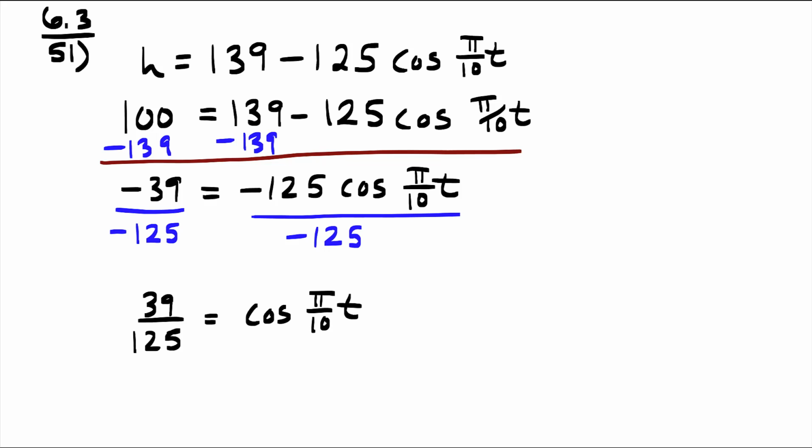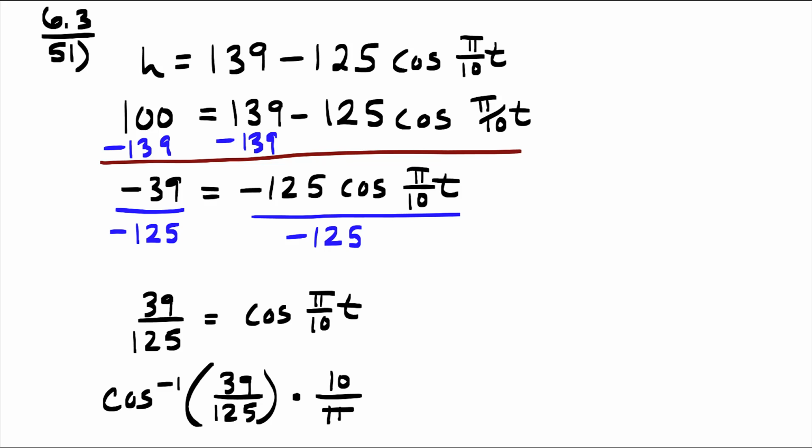Okay, what do we do here? We need to undo cosine, so it's going to be cosine inverse of that 39 over 125. And then we're going to multiply by 10, divide by pi. We're going to do the exact opposites of, or the reciprocal of your multiplier to t. So there's that, and punch that into your calculator and you should get a t value of 3.99.